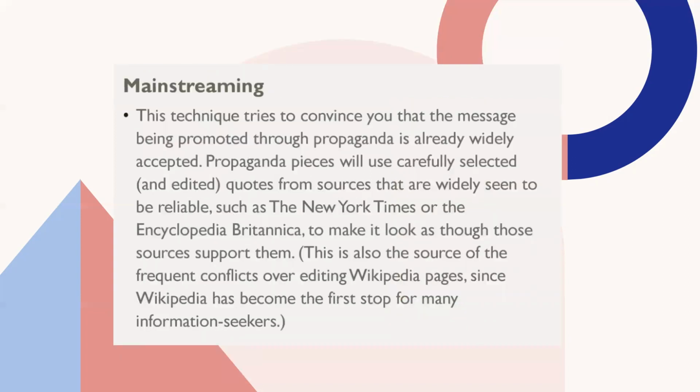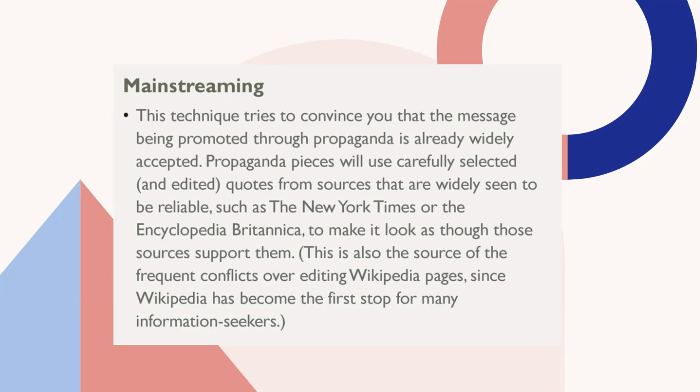Mainstreaming is the last technique we will discuss today as a tool used for propagating ideas. So this technique tries to convince you that the message being promoted through propaganda is already widely accepted. So, for example, again, we'll come back to the example of Wikipedia. For students now, Wikipedia is the number one source whenever they write papers. While if you notice, even Wikipedia itself argues that Wikipedia articles can be edited by anyone and it's not a reliable source. But Wikipedia is so common, so mainstream, it has become the main source for many people to address.